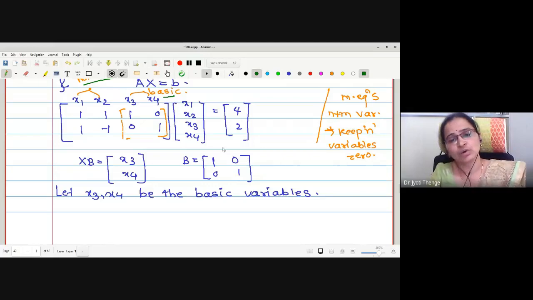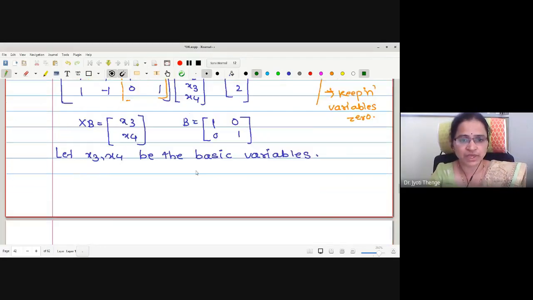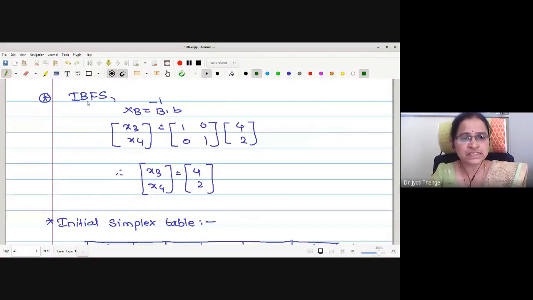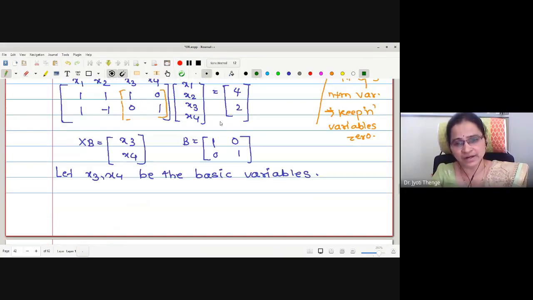These are the coefficient matrix corresponding to these two variables. B is the submatrix of A. Then we have found the initial basic feasible solution. What is the initial basic feasible solution? Initial basic variables are x3, x4. B we have selected to be the identity matrix.